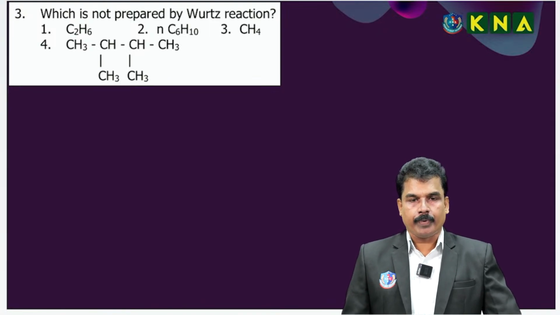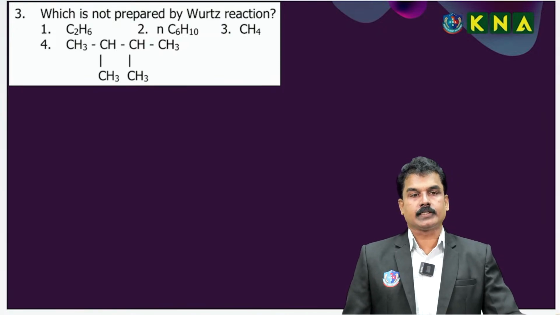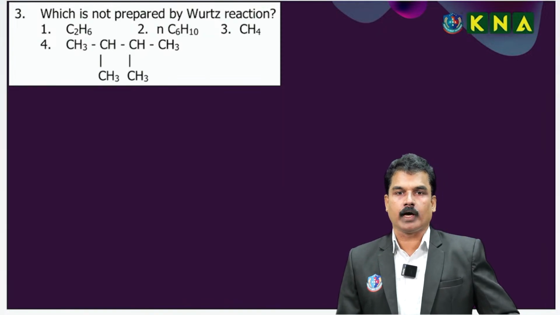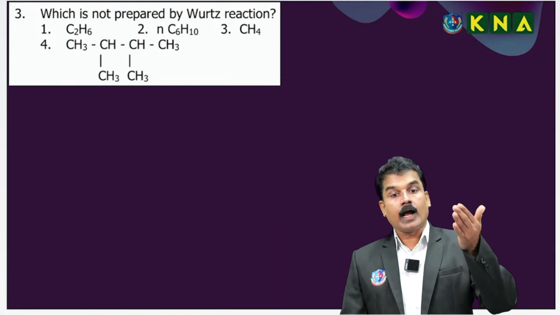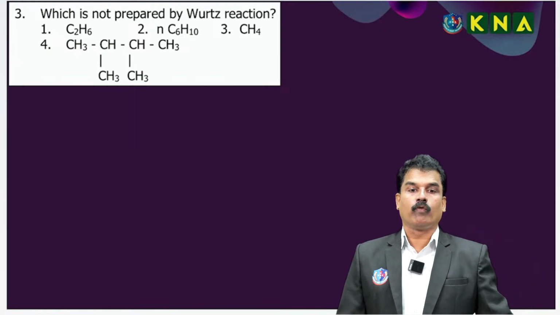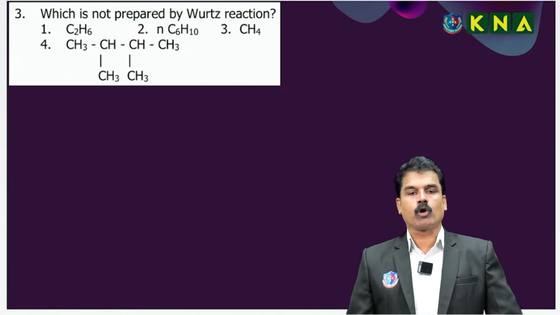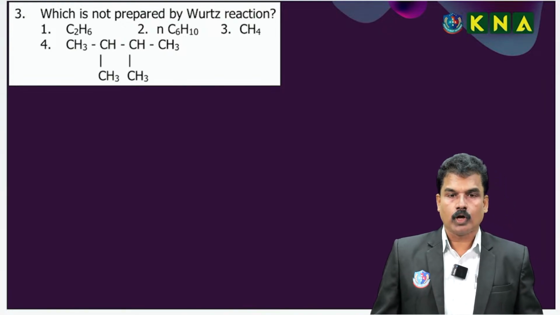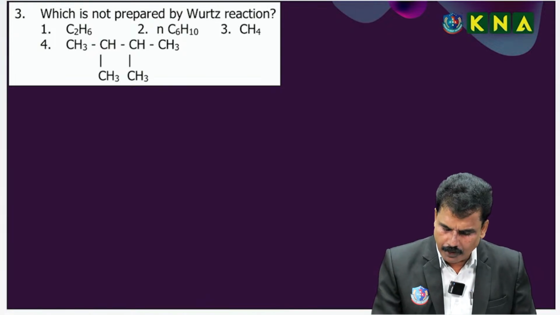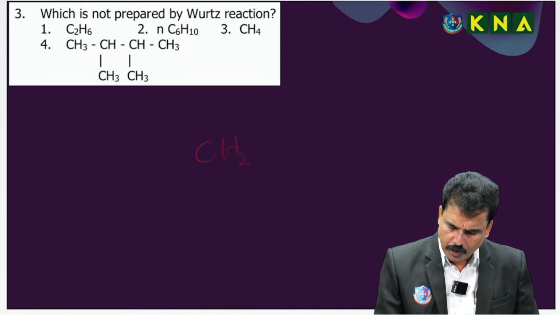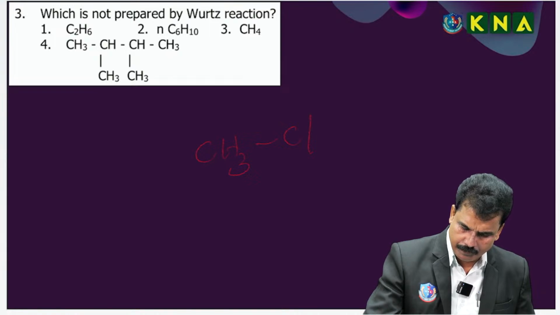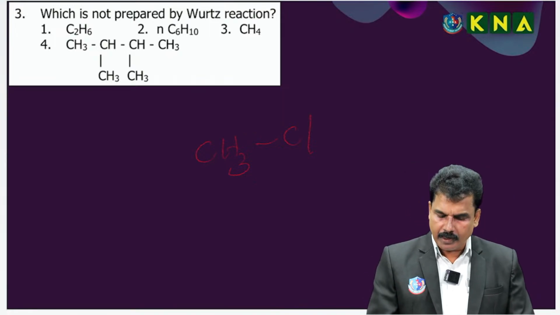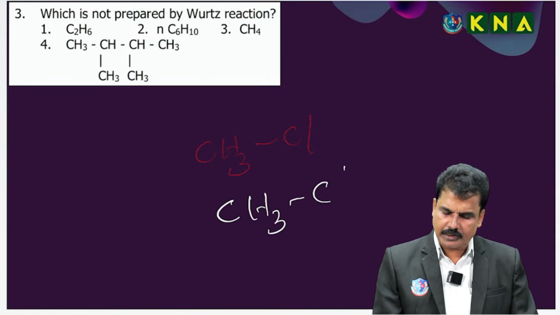Which is not prepared by Wurtz reaction? It is an important name reaction in chemistry, the Wurtz reaction. For what purpose are we using the Wurtz reaction? For getting higher alkane from lower haloalkane. Most commonly we get an even number of carbons in the higher alkane from the lower haloalkane. For example, CH3Cl, when you are conducting Wurtz reaction, what is the product you are getting? The product is ethane.